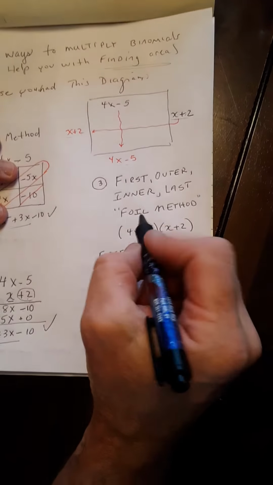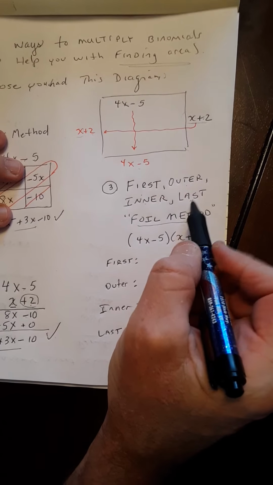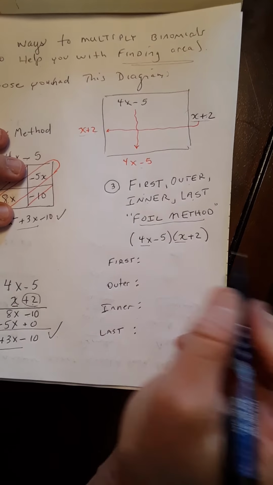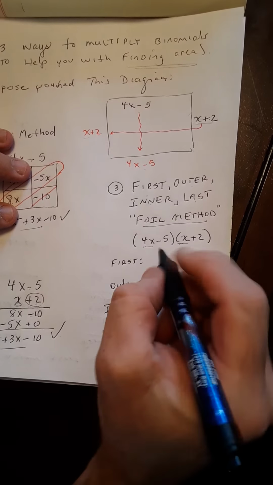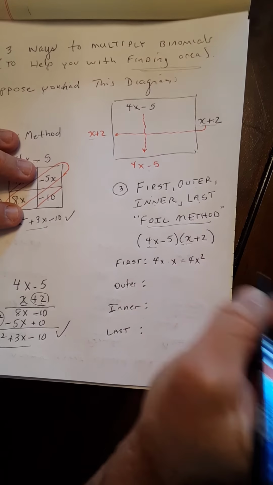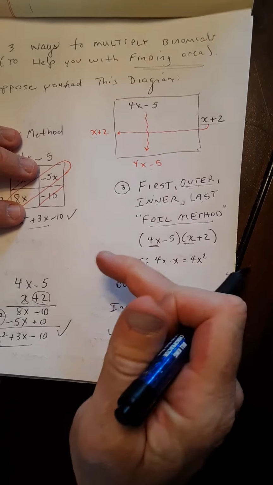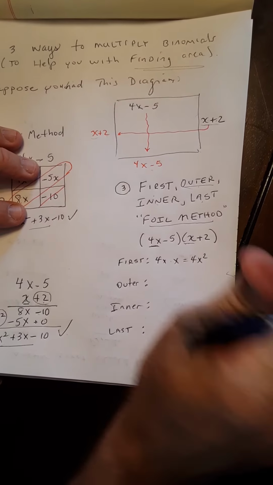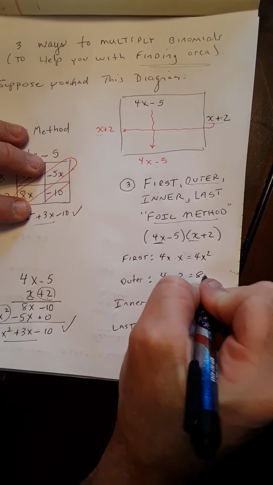Last way is the FOIL method. First, outer, inner, last. Well, 4x and x are the first terms because they're the beginning of each expression, the first term. So 4x times x is 4x squared. The outer terms are 4x because that's on the left outside and 2 on the right outside. So that's 4x times 2, which is 8x.